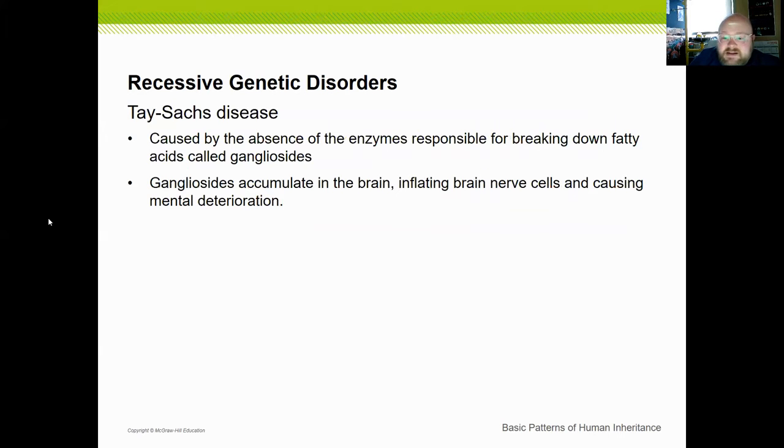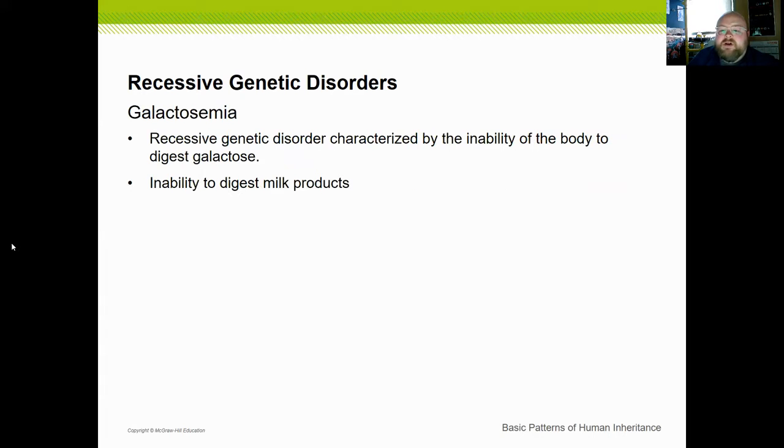We have Tay-Sachs disease. This is caused by the absence of the enzymes that are responsible for breaking down fatty acids called gangliosides. And gangliosides accumulate in the brain, inflating brain nerve cells and causing mental deterioration. Again, this is not a good time. We have galactosemia. This is a recessive genetic disorder characterized by the inability of the body to digest galactose, so that you can't have milk products.